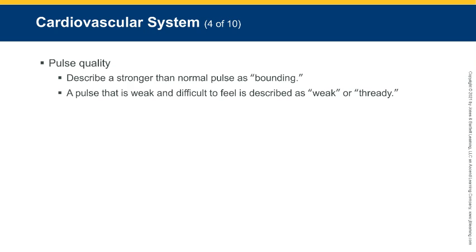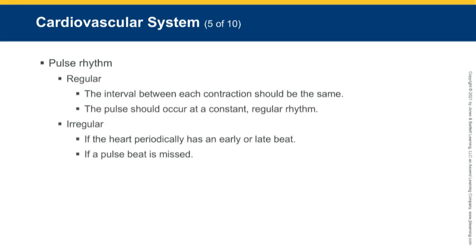Assess the quality of the pulse. A strong, bounding pulse may indicate high blood pressure, while a weak, thready pulse may suggest shock or poor perfusion. Evaluate the pulse rhythm. A regular rhythm indicates that heartbeats are evenly spaced. An irregular rhythm could indicate an arrhythmia, which may require further medical intervention.